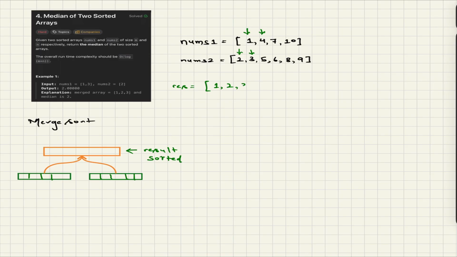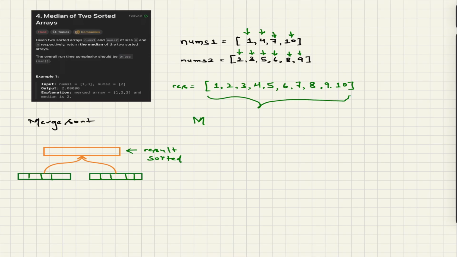In 3 and 4, 3 is less, I'll move my pointer. In 4 and 5, 4 is less. In 5 and 7, 5 is less. In 6 and 7, 6 is less. In 7 and 8, 7 is less. In 8 and 10, 8 is less. And in 9 and 10, 9 is less. And then 10 is the last element that we have. Now that we have the sorted array, we can find the median.